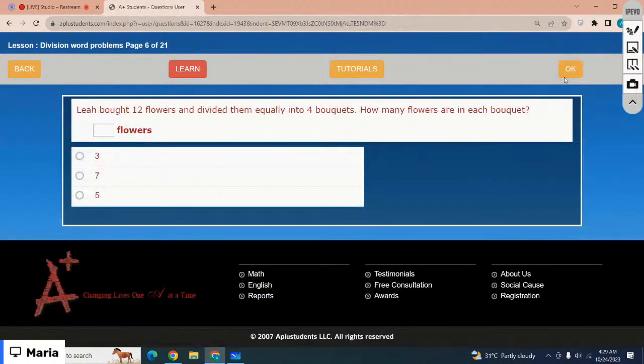Okay, the next one is Lee bought 12 flowers and divided them equally into 4 bouquets. How many flowers are in each bouquet? Which is the correct option? So you have to divide 12 flowers into 4 bouquets. So which is the correct option? Very good. 4 times 3 is 12. So the correct option is 3.